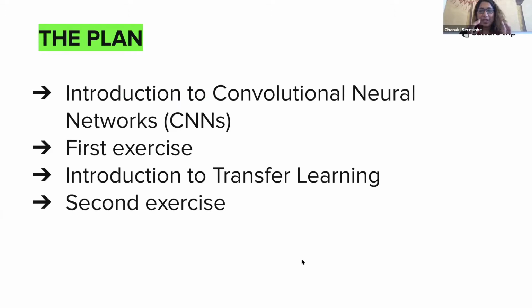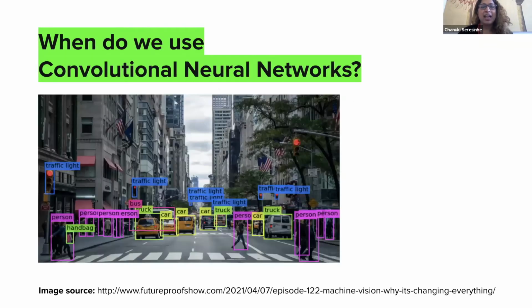So just to cover what we're going to talk about today, I'm going to first introduce what is a convolutional neural network. Then I'll have a first exercise, which we'll go through. Then there's going to be a second part where I'll introduce you to transfer learning. And then there'll be a second exercise. So let's get started. So when do we use convolutional neural networks?